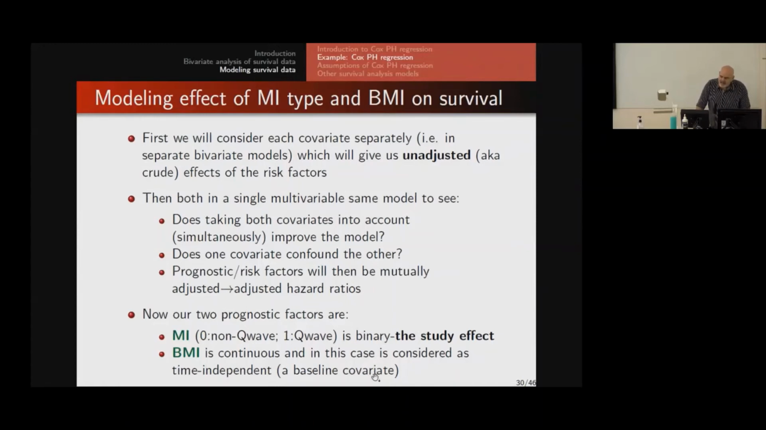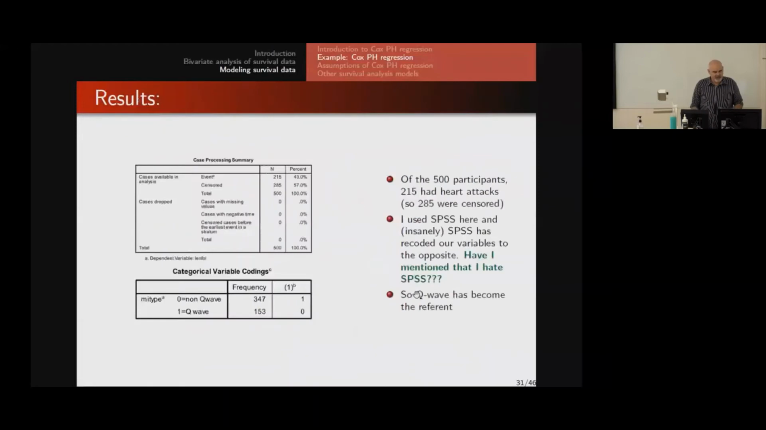A variable we think might interfere with this research question as a confounder is BMI. So we're also going to account for that. Now, in real life, there would be lots of confounders, but I really did want to keep things simple here. How am I going to go about this modeling? I'm going to do each of them separately first to give us unadjusted effects, also known as crude effects, and then I'm going to put them both into the same model. Okay, so let's do that.